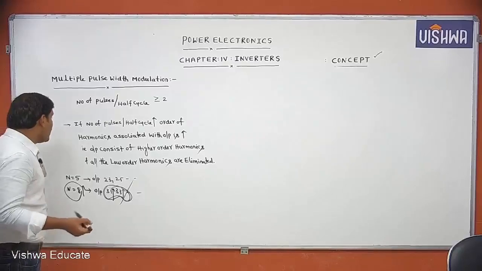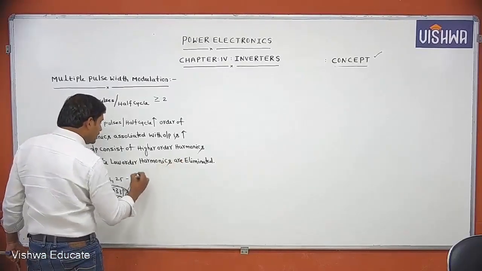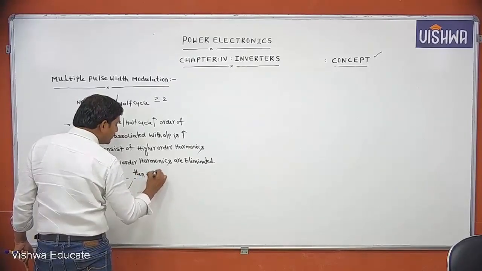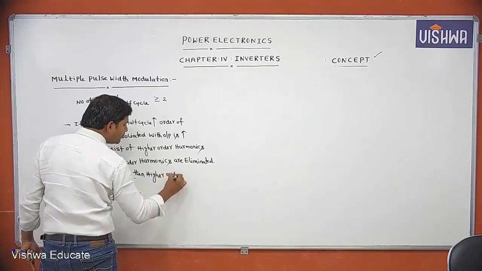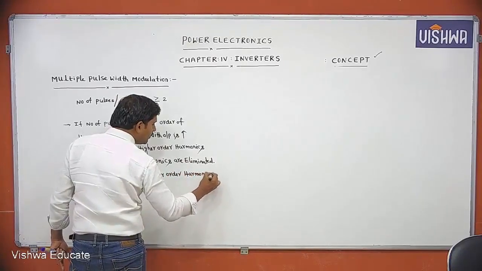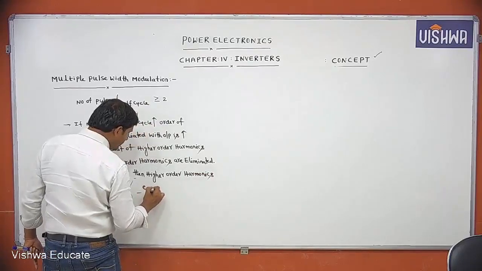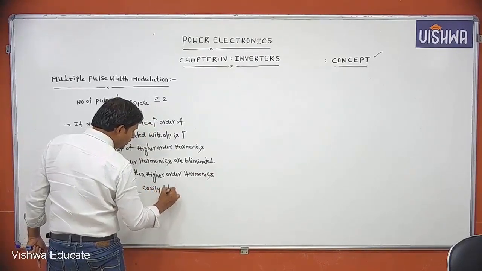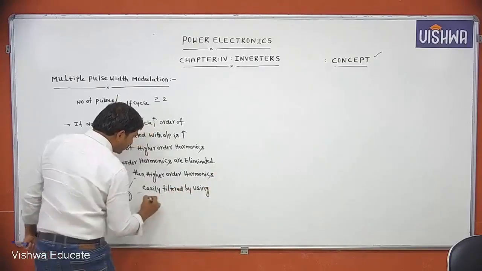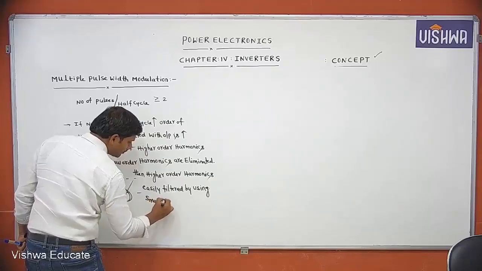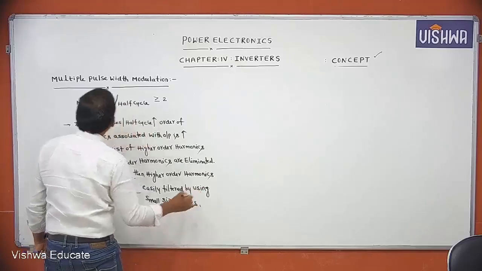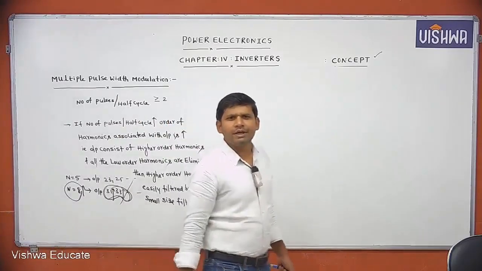Then any higher order harmonics present are easily filtered by using small size filters. That is the purpose of implementing the multiple pulse width modulation technique.